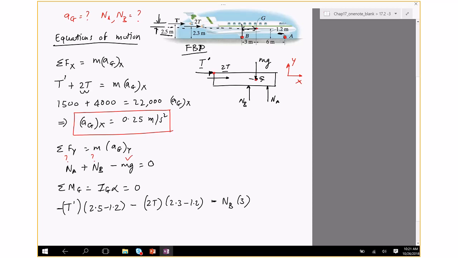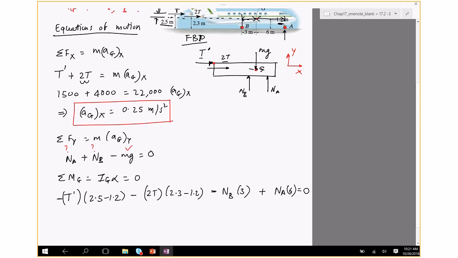The last force is NA. The distance from NA and the point G is 6 meters, so the moment is NA times 6. So again, if you hold the object at G and apply NA, it's going to cause a counterclockwise moment. A counterclockwise is positive. Okay, all that is equal to 0.